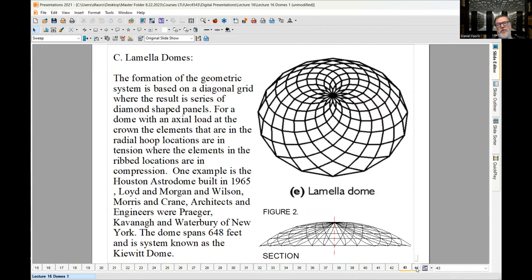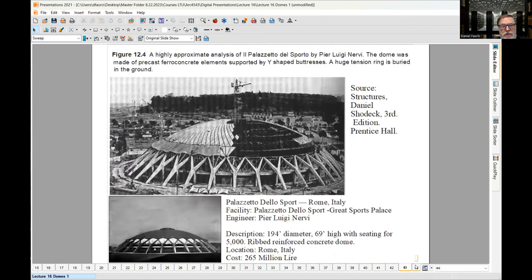Lamellar domes are various forms of these framed dome systems with the curvilinear elements, the rhomboid shape elements in the middle. These have been used for long span domes from the 1960s and onward, covering stadia. This is a dome by Pier Luigi Nervi. This is referred to as the Palazzo dello Sport, which means the small sports palace.